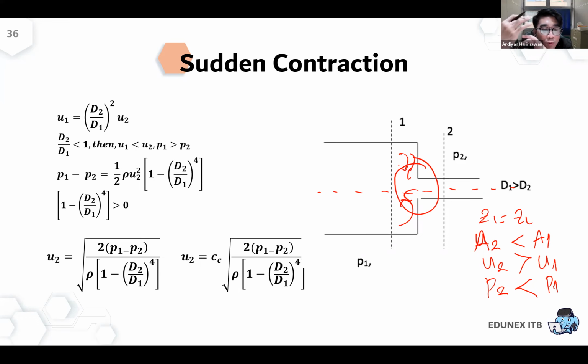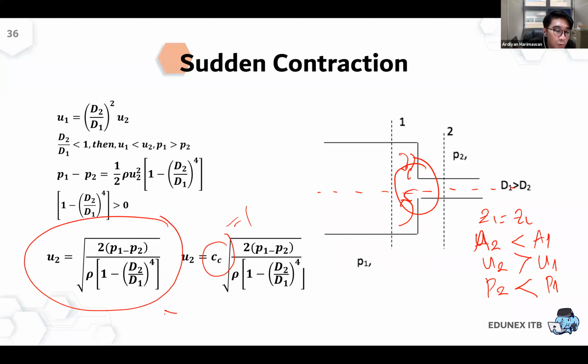So it will contribute to a lower velocity or higher pressure drop compared to the ideal. How to derive the equation? It's exactly the same. You will have the correction factor as well. But if the correction factor equals 1, it means ideal. The equation for the sudden contraction will be the same as the reducer.